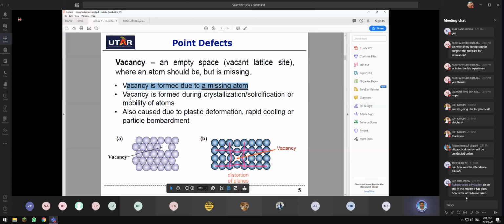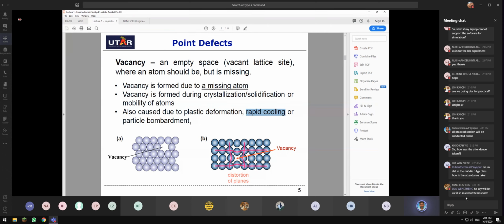Vacancy is formed during crystallization, solidification, or mobility of atoms. Vacancy is formed during crystallization of an atom, solidification of an atom, or mobility of an atom. Please highlight these. It is also caused by plastic deformation, rapid cooling, or particle bombardment. Plastic deformation is due to stress, rapid cooling is due to thermal stress, and particle bombardment changes chemical properties.